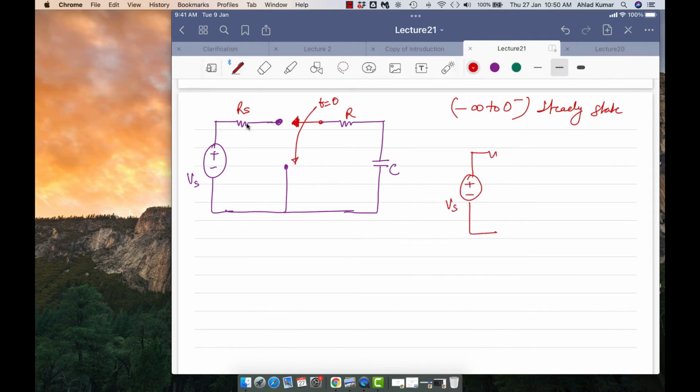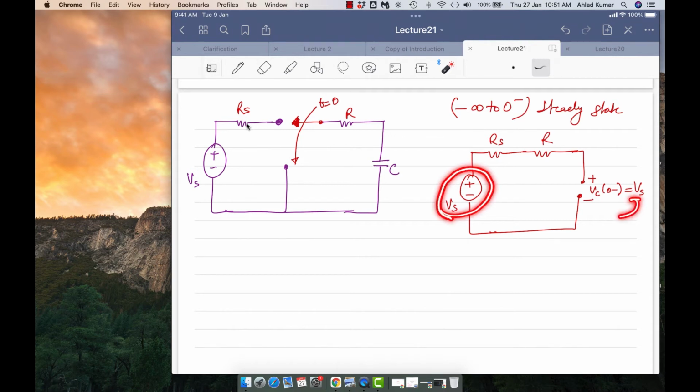So we can draw a circuit. From minus infinity to 0 minus, the circuit will look like this, right? And you can see the voltage across the capacitor at 0 minus will be equal to Vs. Will it be or not? So whatever voltage you have here, it will come out at 0 minus, because there is no current flowing here, so current is 0. So the capacitor voltage at 0 minus will be the voltage Vs.